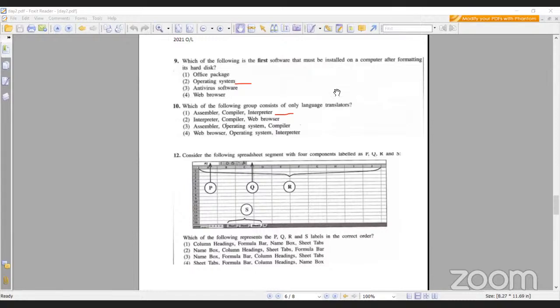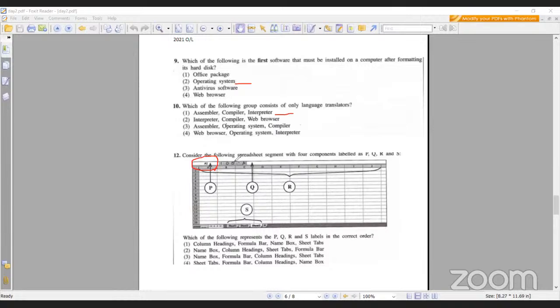So consider the following Excel screen segment. Which four components are labeled as P, Q, R, S? P is called the name box. It tells where the cell is. We call that the name box, remember, name box.